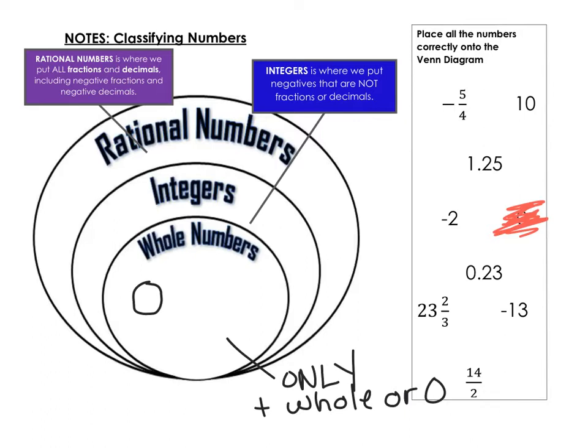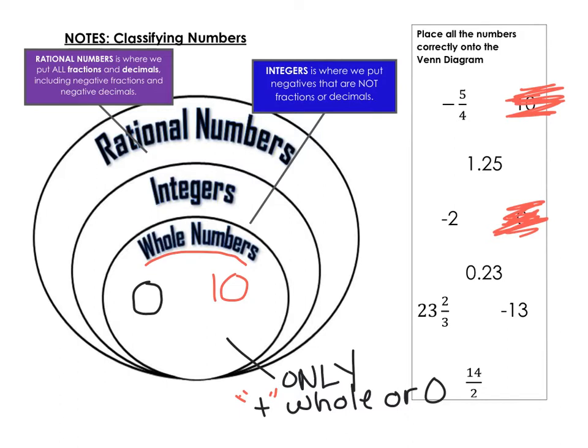definitely no fractions or decimals in the whole number spot, right? So -5/4 definitely wouldn't go in there. 10 is a nice, pretty, positive whole number, so we're going to put that in here and take that one out. Let's see, 1 and 25/100. Definitely no decimals in the whole number, so we're not going to leave that. Here we have a -2, but that's not positive whole, so that one can't go in my whole number one. 0.23 is not going to go in there. 23 and 2/3 can't go in there. -13 doesn't go in there because it has the negative.